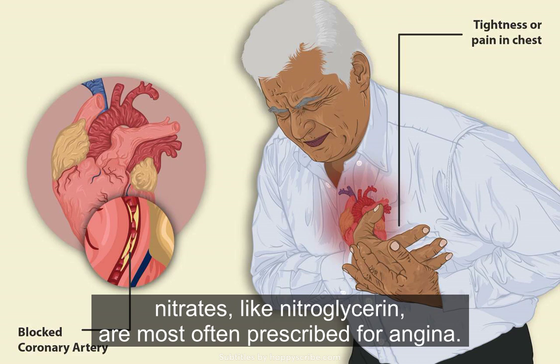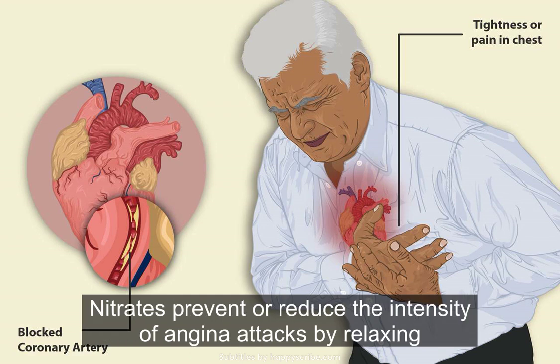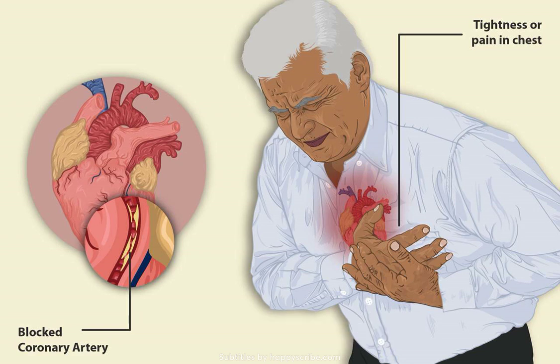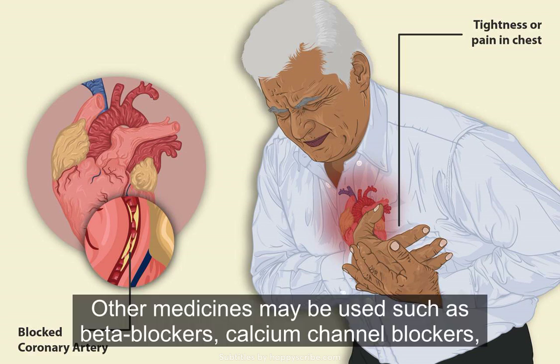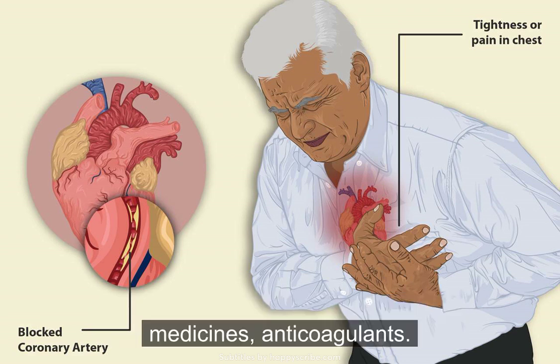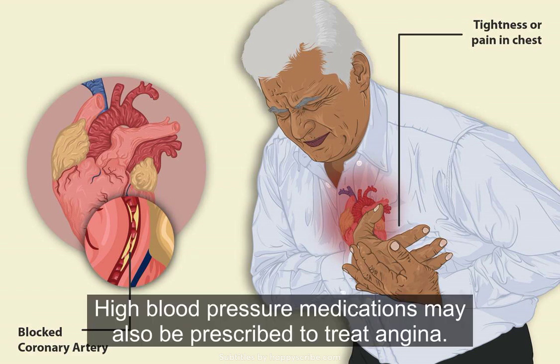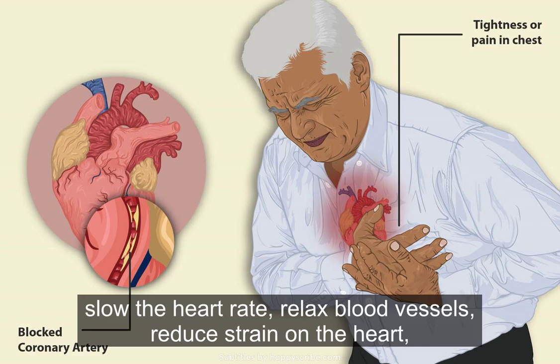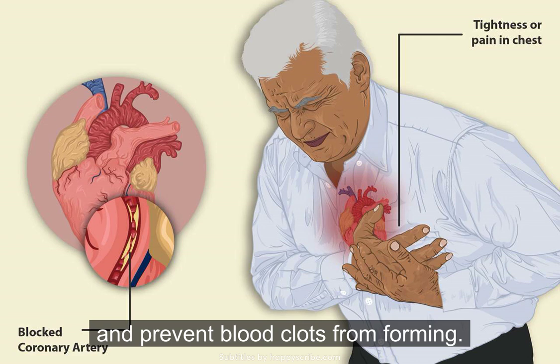Medicines called nitrates, like nitroglycerin, are most often prescribed for angina. Nitrates prevent or reduce the intensity of angina attacks by relaxing and widening blood vessels. Other medicines may be used such as beta blockers, calcium channel blockers, ACE (angiotensin-converting enzyme) inhibitors, oral antiplatelet medicines, and anticoagulants. High blood pressure medications may also be prescribed to treat angina. These medicines are designed to lower blood pressure and cholesterol levels, slow the heart rate, relax blood vessels, reduce strain on the heart, and prevent blood clots from forming.